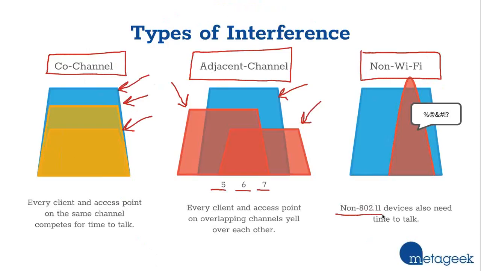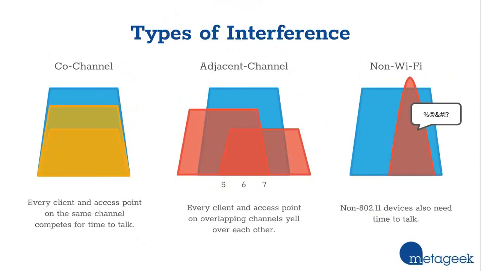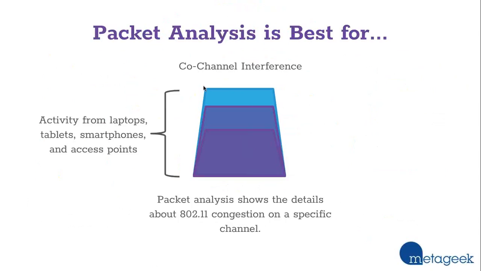If you want to learn more about non-Wi-Fi interference and what it can do to your network and how you can identify it and work around it or remove it, you'll want to check out our visual spectrum analysis webinar, which has been presented by MetaGeek and Microcom and is available on YouTube. So those are the 3 main types of interference. But today we're going to talk about co-channel interference.